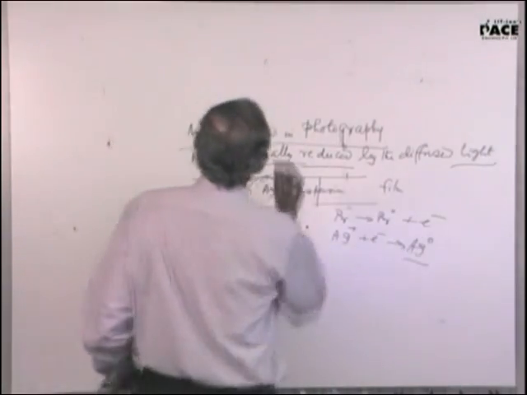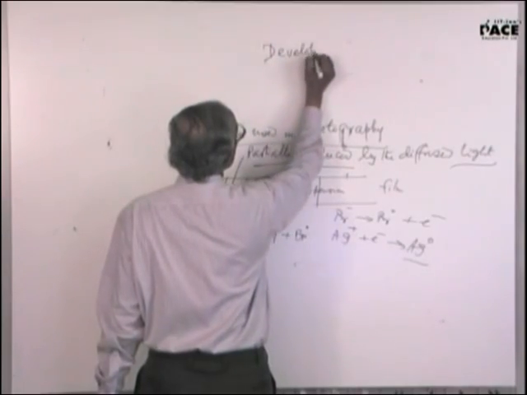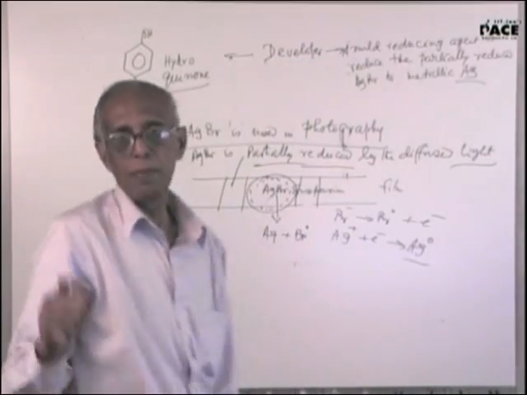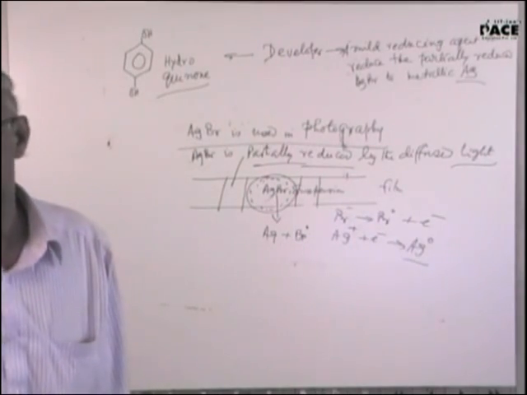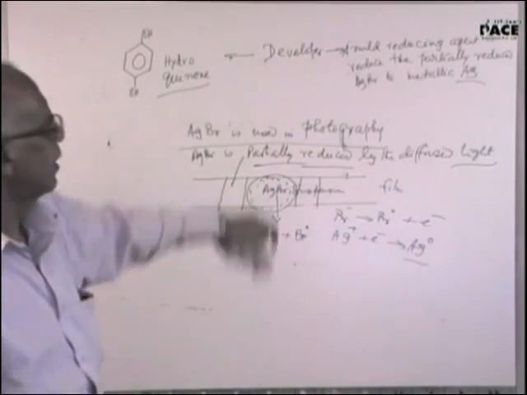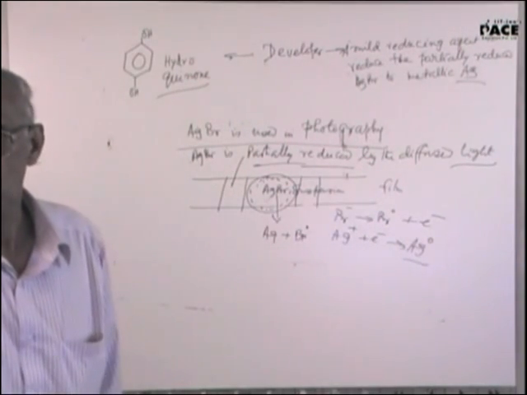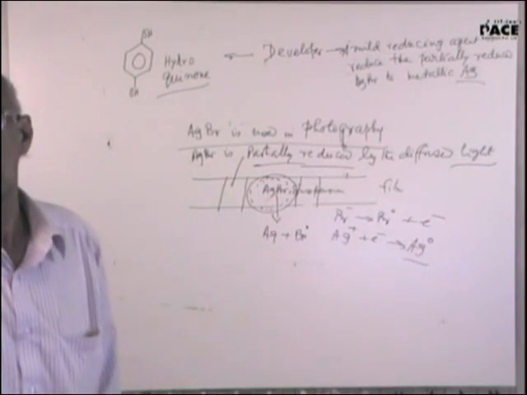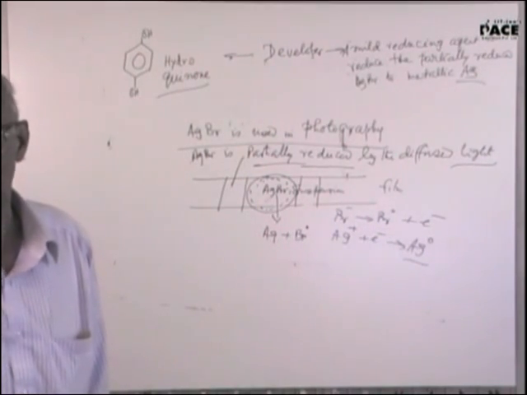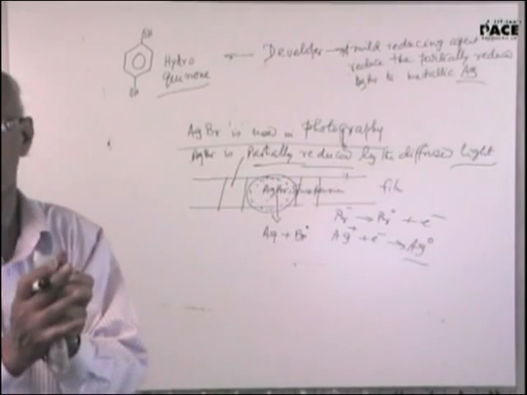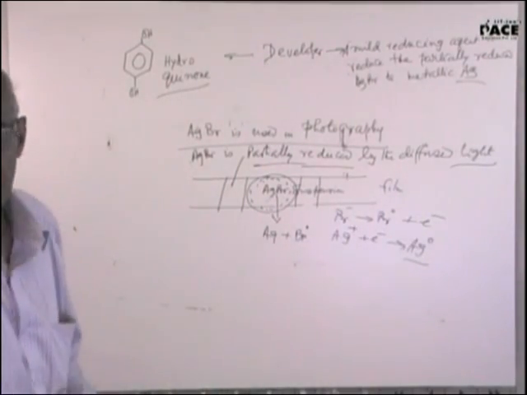Now, a developer is used. So the silver bromide, which was partially reduced, is completely reduced by a mild reducing agent called hydroquinone, which reduces partially reduced silver bromide to metallic silver. And now all of it is joined together to form an image of the object.